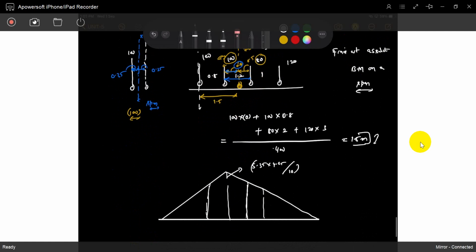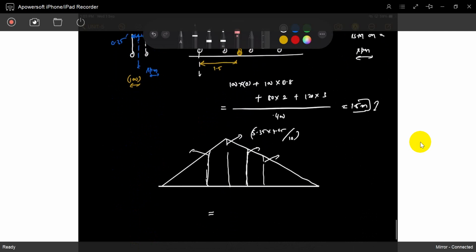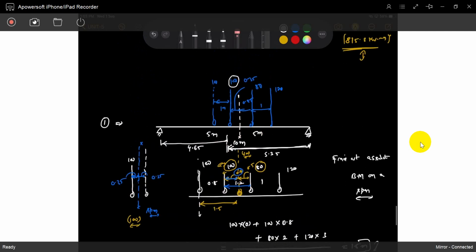Okay, it's almost 1.3. So find out the intensities of these values and multiply, and you will get the value of, I think, 782.5 kilonewton meter. That's it. You can find the absolute maximum bending moment when the rolling system is passing from one end to the other end. Absolute. Got the idea? That's it. That's today's class.